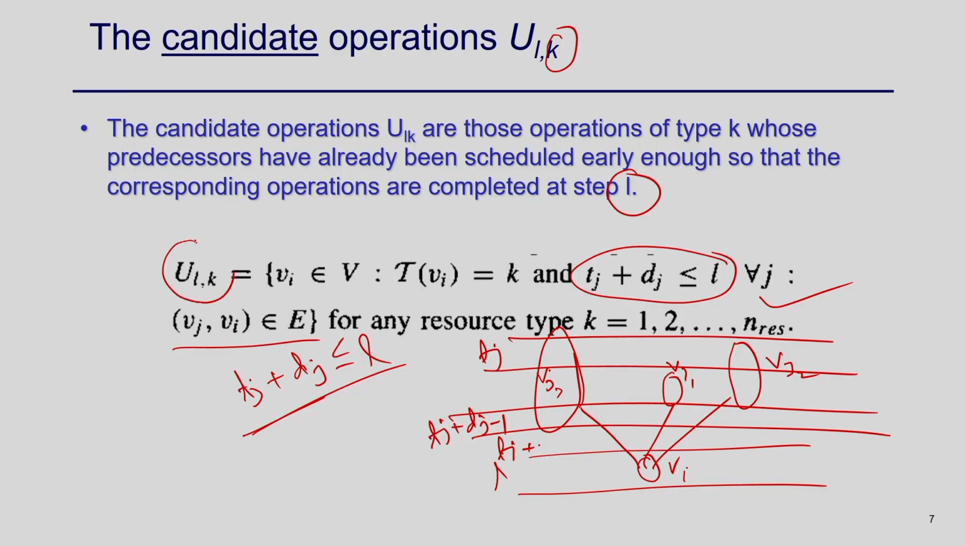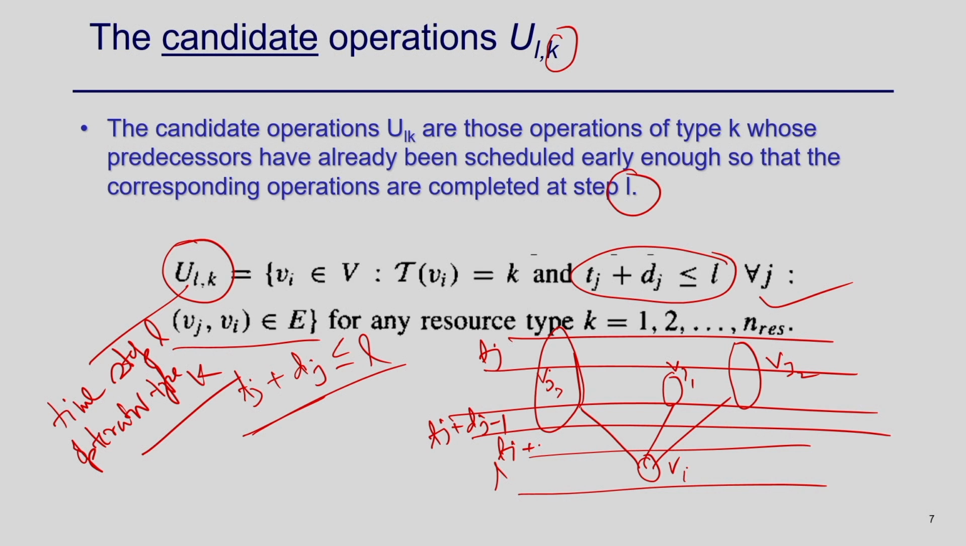Okay. So, I am going to take such nodes and put them in U of L, K, that is for time step L and operator type K. I have to do it for all time steps and for all operator types. Okay. So, this I am going to do.